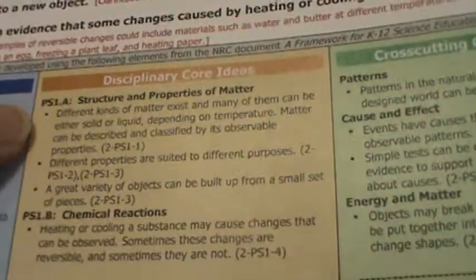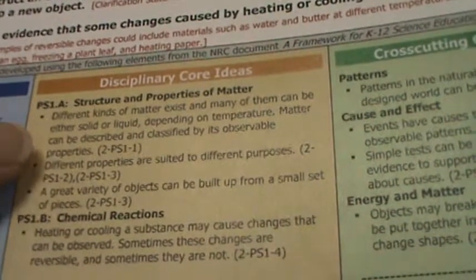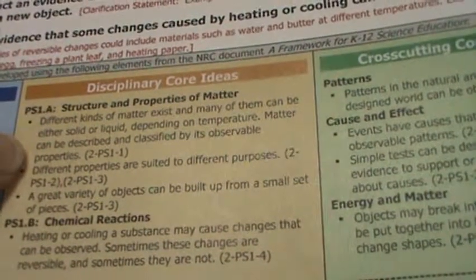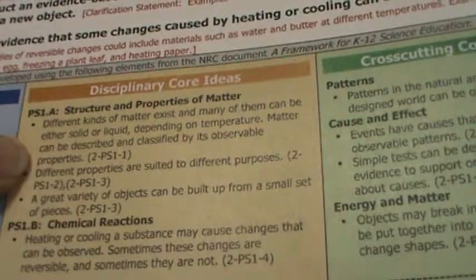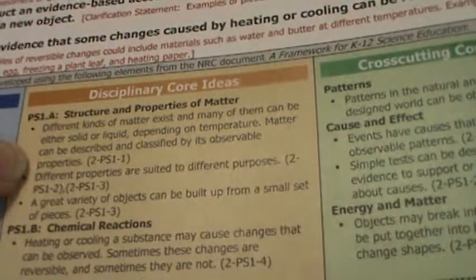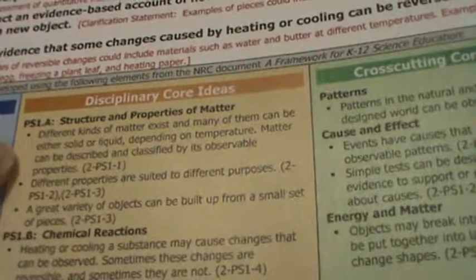Okay, when I look over at disciplinary core ideas, I look again for 2PS1-1 because that's the one I'm working on. That's the structure and properties of matter. Different kinds of matter exist, and many of them can be either solid or liquid depending on temperature. Matter can be described and classified by its observable properties.